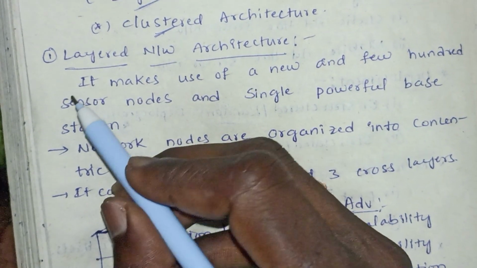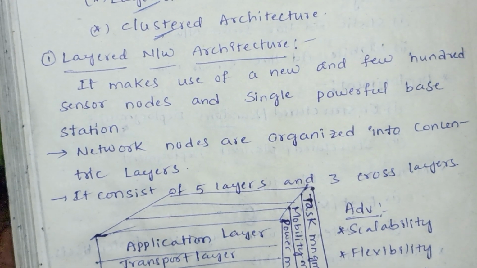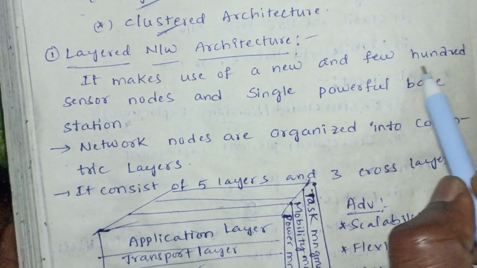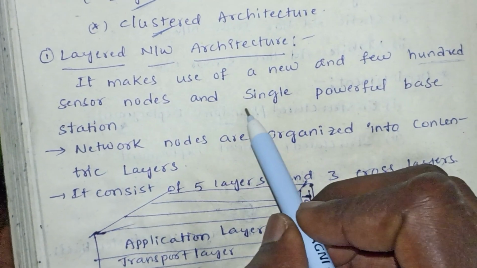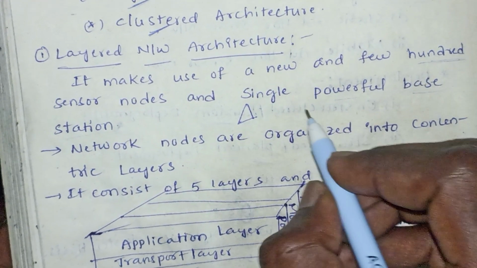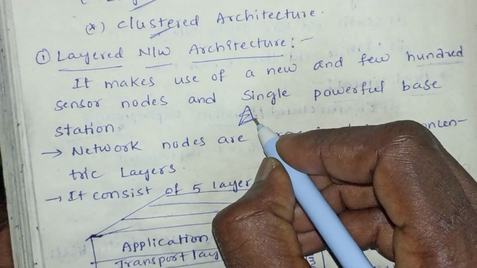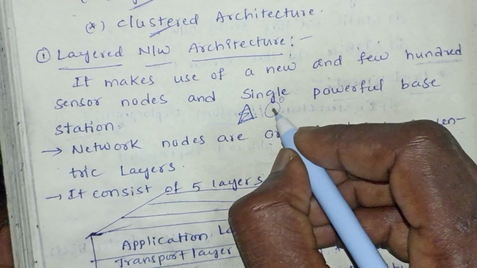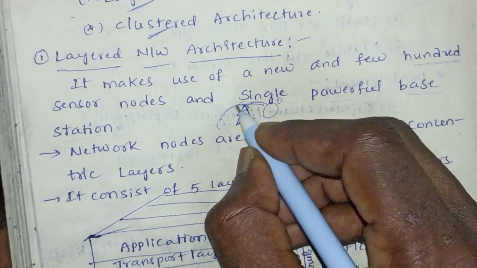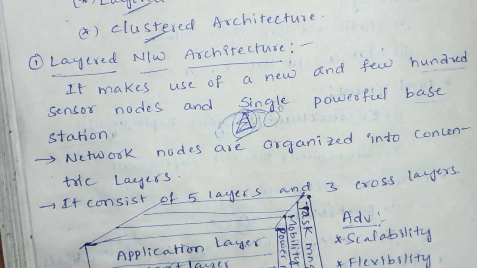Layer is nothing but some layers. There are some layers present, so we will discuss with a diagram also. It makes use of a few hundred sensor nodes and a single powerful base station. We know what the base station is. Base station is nothing but an intermediary between the sensor and the user. It transmits the data, acting as an intermediate. That is the base station. We are using a single powerful base station.